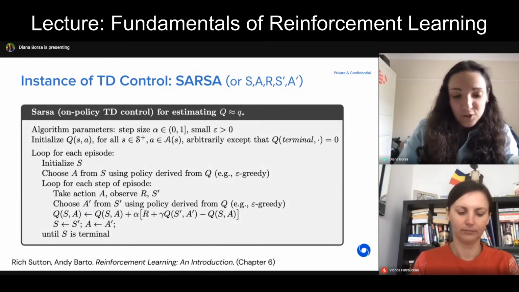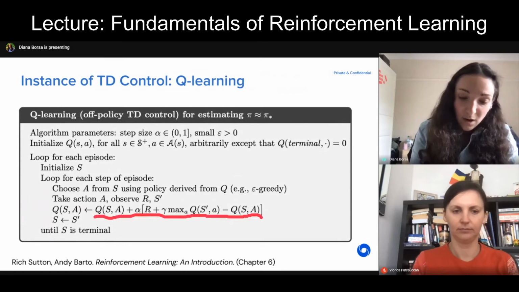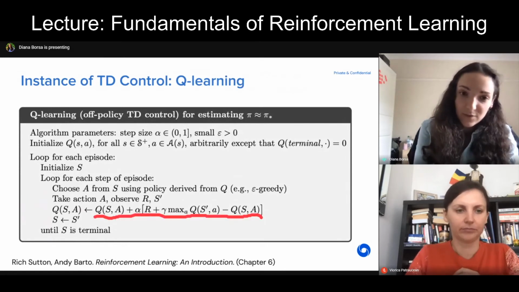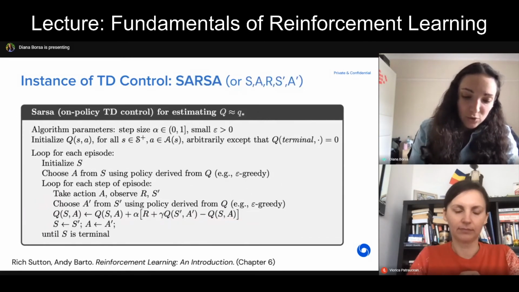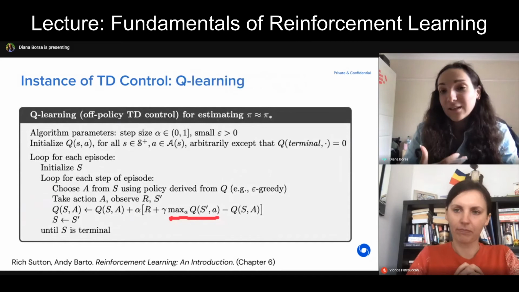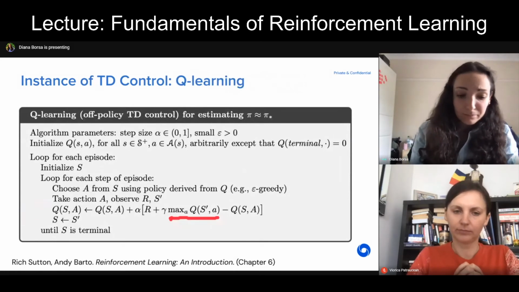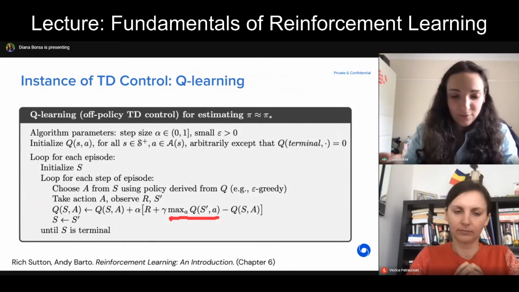The other version of TD control is based now on the optimality equation, the one that we've just seen. Instead of having the backup to the action taken, the sampled version, it's going to back up to potentially an action that it hasn't taken, but the one that maximizes the value function.